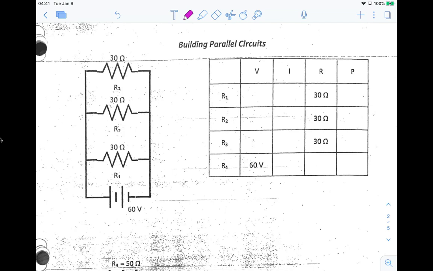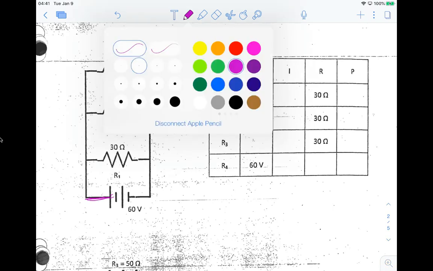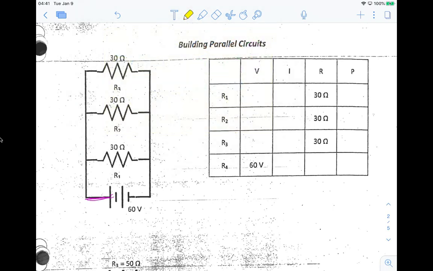This is what a parallel circuit looks like. Again, you have more than one path that you're able to take as you go from a battery. As you travel out of your battery right over here, let me get a different color so that we can see what's happening.